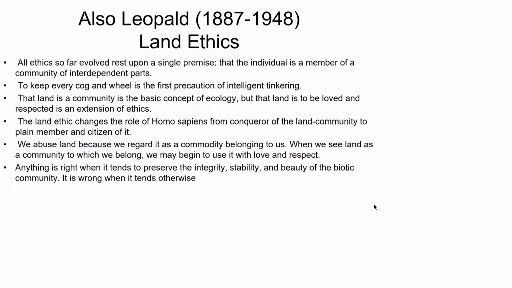All ethics so far evolved rest upon a single premise, that the individual is a member of a community of interdependent parts. It is a very important principle that we have to remember, that each of us is a part of the community of interdependent parts.